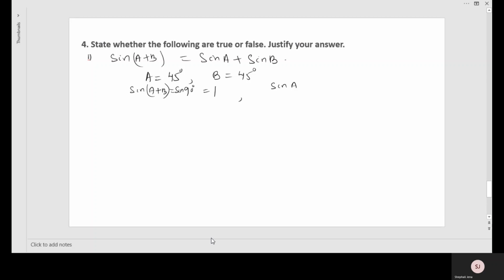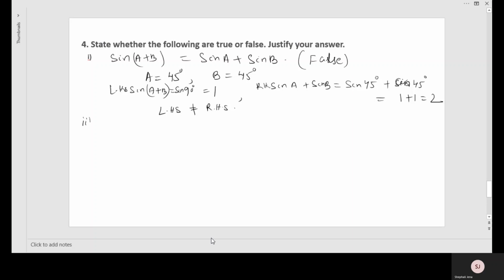But sin A plus sin B, it is the RHS, and that was the LHS. Sin A plus sin B is sin 45 plus sin 45, both are sin 45. How much? 1 plus 1, 2 is coming. So LHS is not equal to RHS. Clear? So it is false. It is not true. It is false.